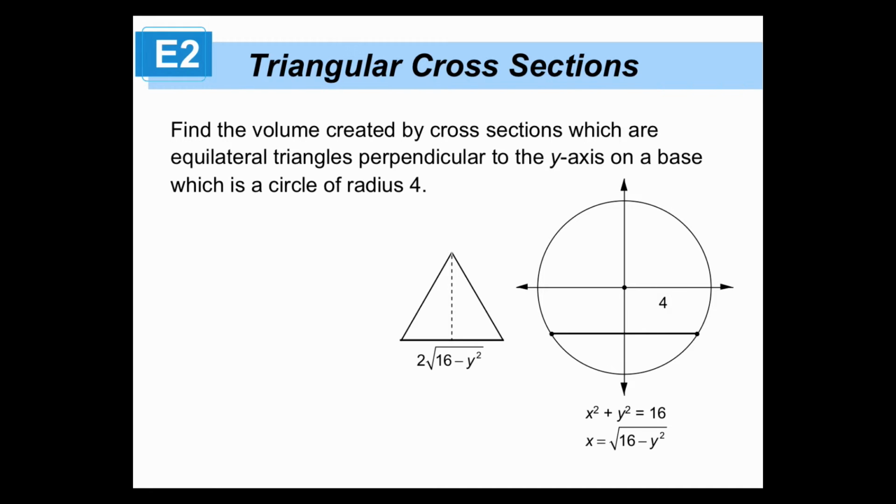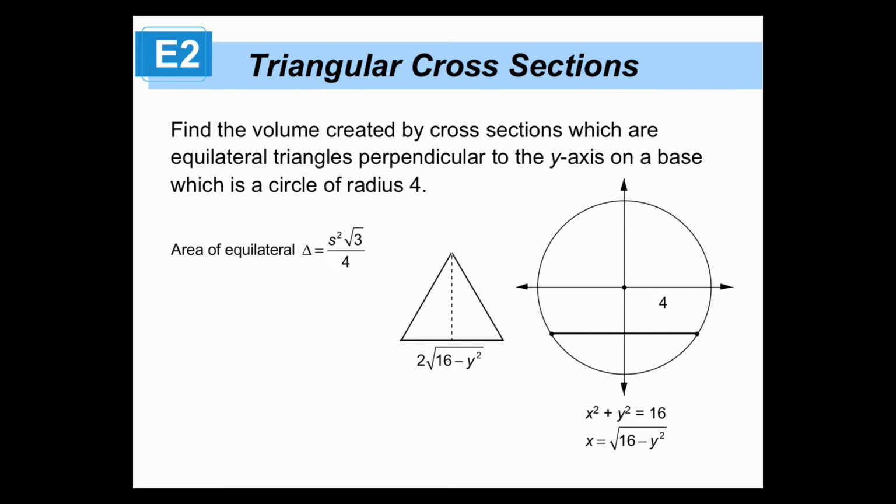Yes, sir. Where did the 2 come from? Yeah. Because there's 2 of them. Like on the other side? Yeah, here and here. This distance is the square root of 16 minus y squared because it's the x value. But we need the whole distance, so we double it. It's like the diameter.